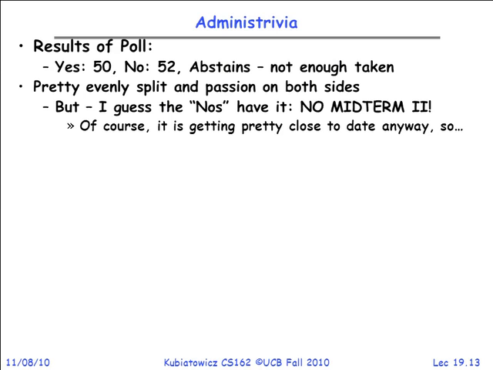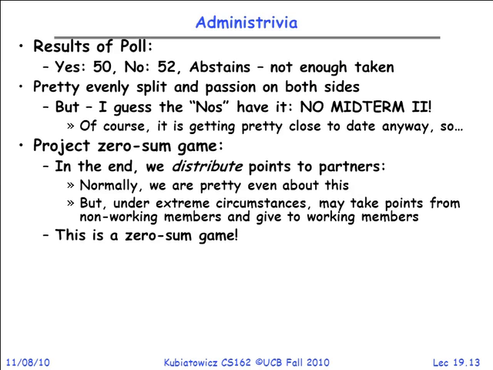Okay. I said this last time. I want to say it again. We're at that point in the term where people are getting nervous and they're getting into Project 3 and they really want things done. But keep in mind that this is a zero-sum game. So make sure that you're participating. Everybody should be participating in the group. Normally, the points get distributed directly to everybody the same way, but under extreme circumstances, we will do otherwise.